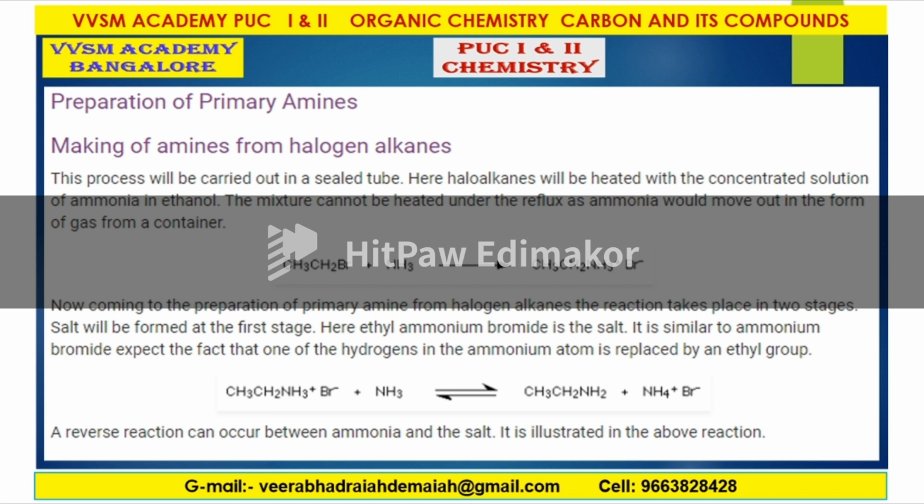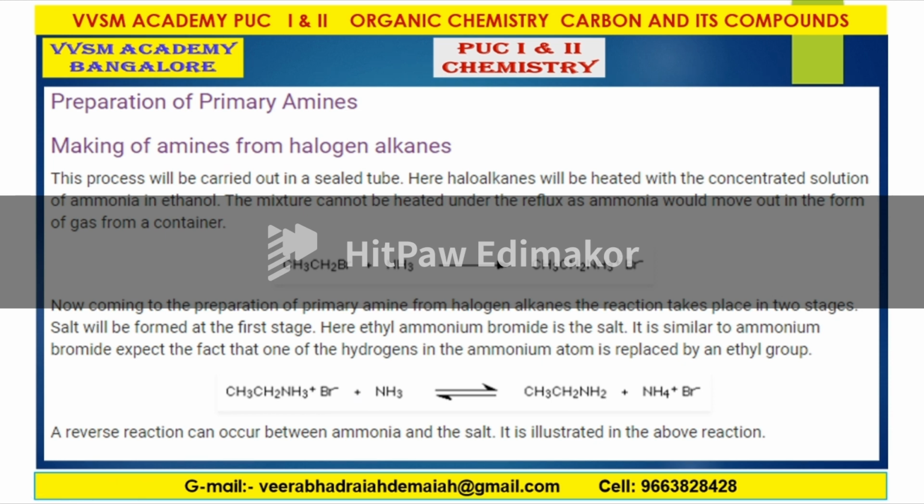The reaction takes place in two stages, the first stage and the second stage. Bromoethane, or ethyl bromide, reacts with ammonia, and you will get ethylammonium bromide. Now, coming to the preparation of primary amine from halogenoalkanes, the alkane is replaced in two stages. Salt will be formed at the first stage. Here, ethylammonium bromide is the salt.